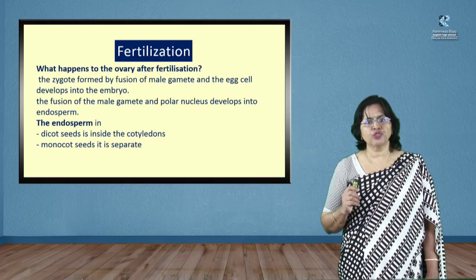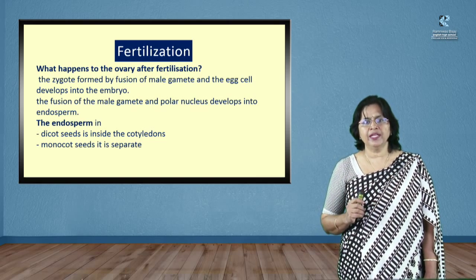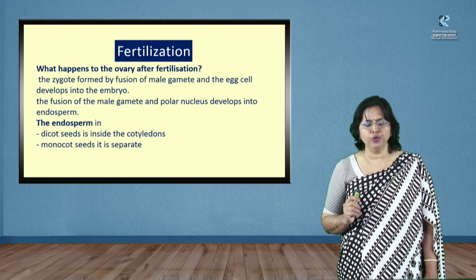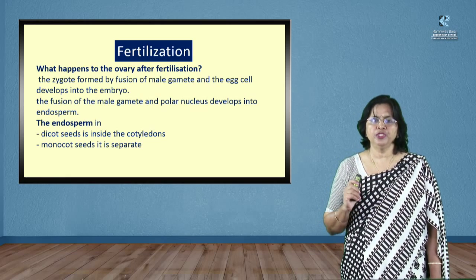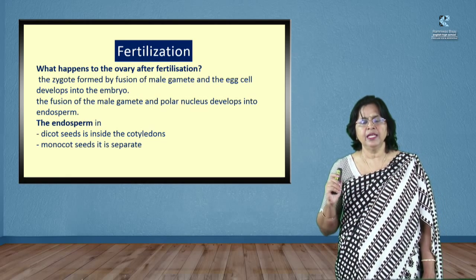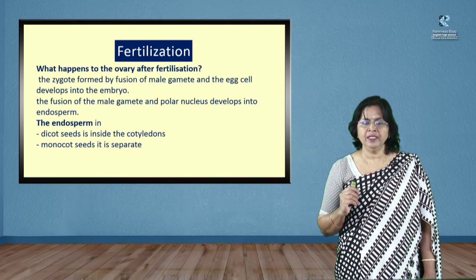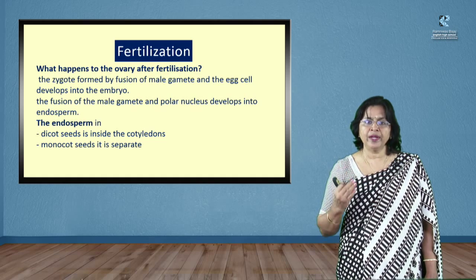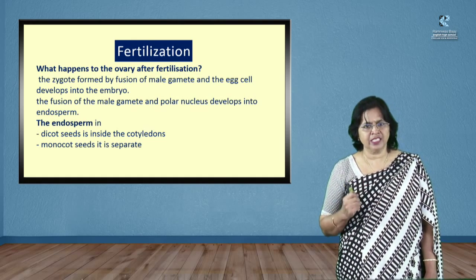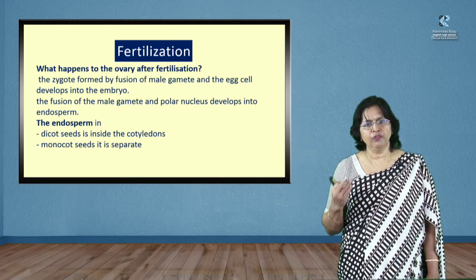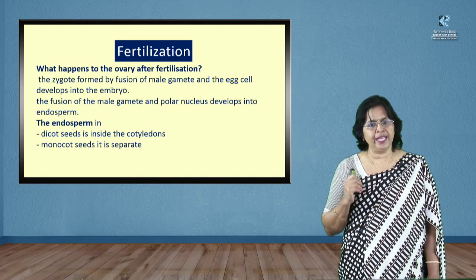In fact, this is a very commonly asked, very important question from the examination point of view. What happens to the ovary after fertilization? Yes, the ovary turns into fruit, but the most important part is that the zygote formed due to the fusion between the male gamete and the egg cell develops into the embryo. We have studied in the seed, the embryo consists of plumule and radicle. That's the part that this fusion develops into, and this is the zygote. The second fusion of the polar nuclei and the male gamete forms the endosperm.